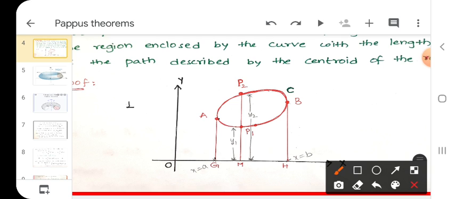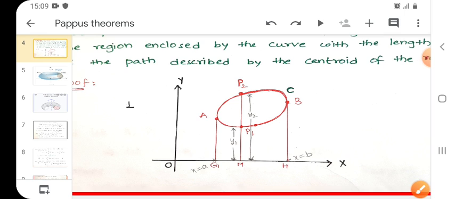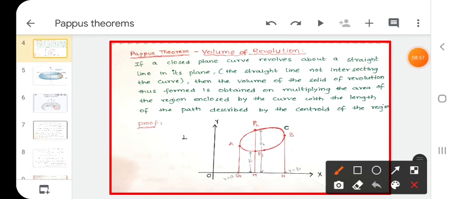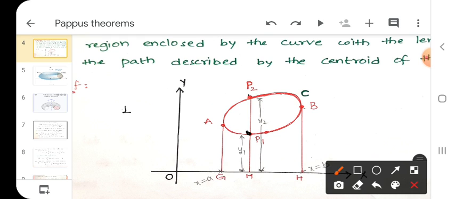What do we call this line at G? The first line denotes the line x equals a, and this one is the line x equals b. These are the two lines parallel to the y-axis. Let P1 and P2 be any two points on this curve. This is point P1, this is point P2.